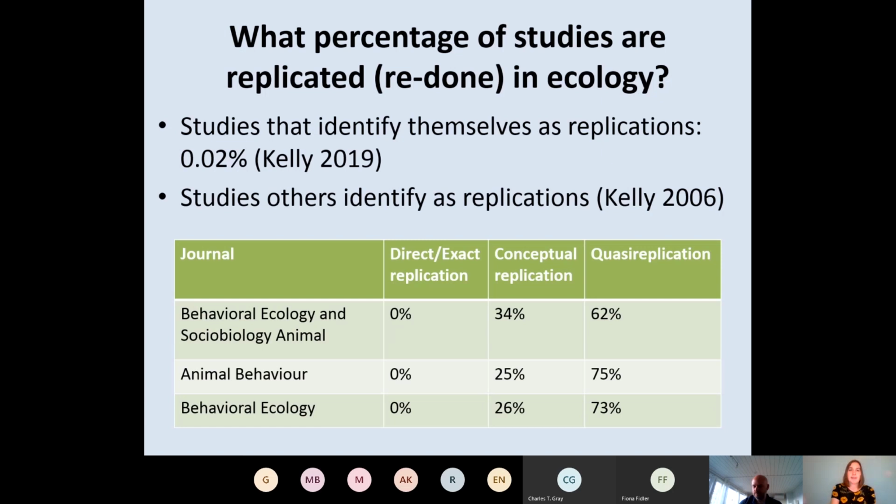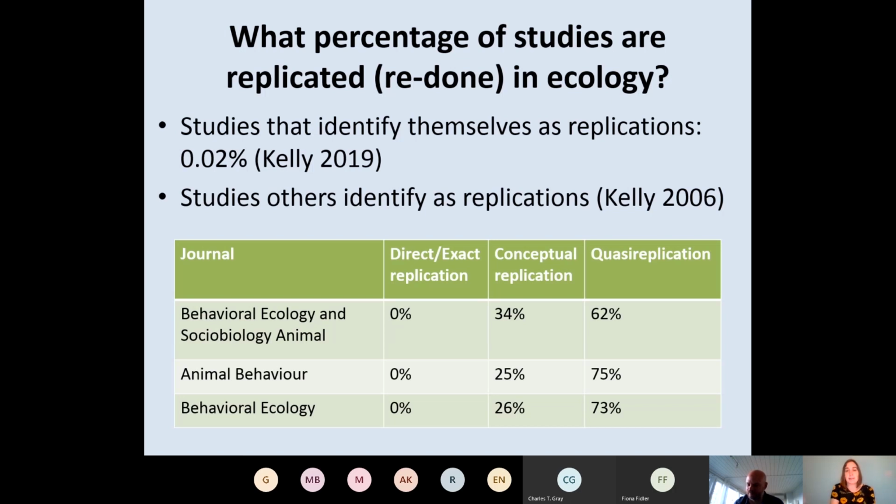Last year, Clint Kelly brought out a paper about the rate of replication studies in ecology, and he found that 0.02% of ecological studies identify themselves as replication studies, which is obviously really low. But this is partly driven by the fact that replication studies aren't really in the ecological consciousness, I don't think, at the moment. And there might be studies in the literature that have elements of exploring the reliability and validity of other people's findings that don't identify themselves as replications.